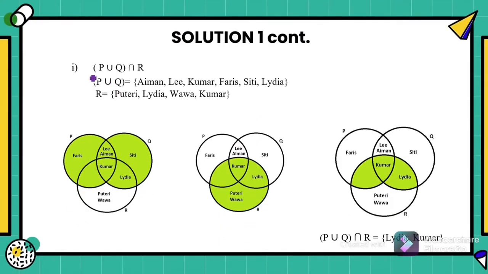For question number 1, it wants us to find the bracket P union Q intersect R. For P union Q, we have this region, intersect with R. So R is this region. What are the elements from this that intersect with R? The answer is just Kumar and Lydia. So we can write it like this. And this is the shaded region for question number 1.